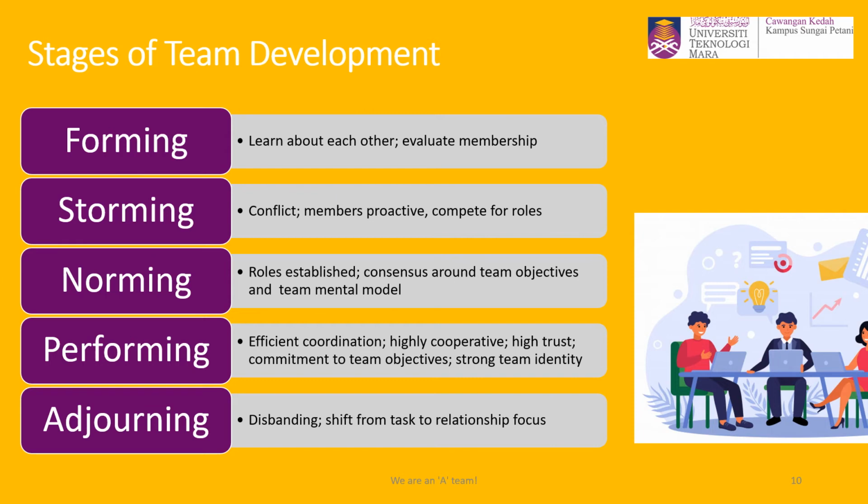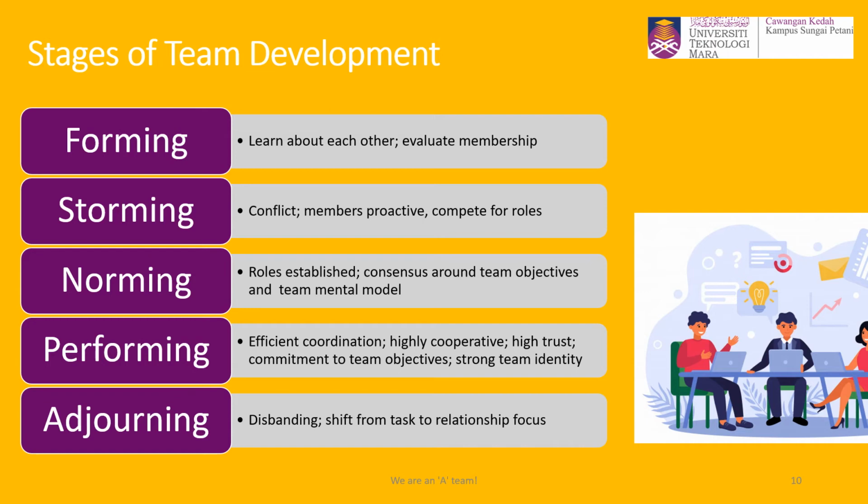Forming is basically when team members first meet. It's a period when team members try to get to know each other in a team. The second stage is basically storming. This stage is marked by interpersonal conflicts as members become proactive and compete for various team roles.